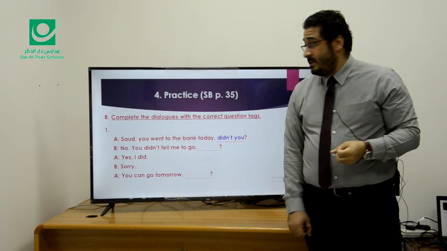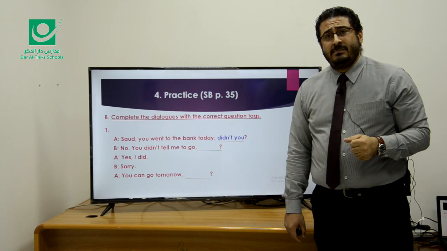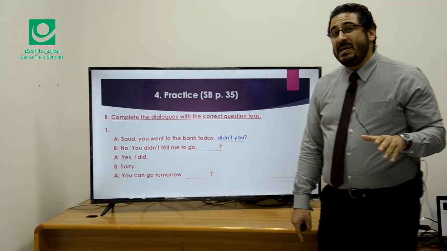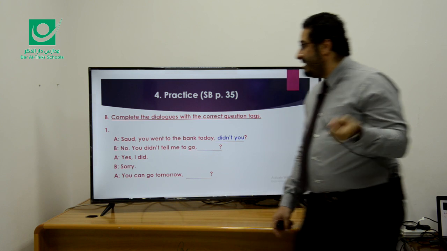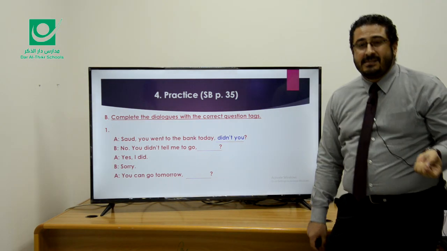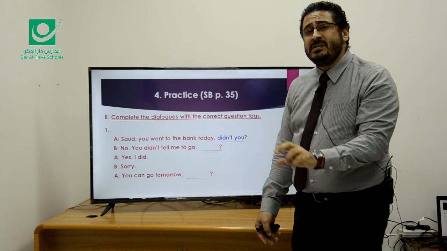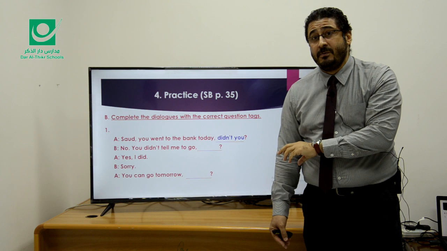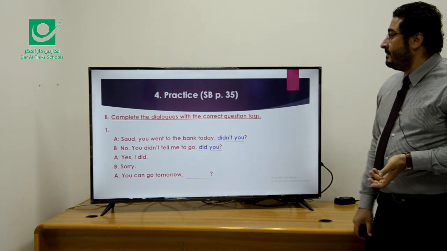Now, the second one. No, you didn't tell me to go. This one is a little bit easier than the first one because you already have the auxiliary verb. You didn't tell me to go. You didn't. So all you need to do is to change the negative form of the auxiliary verb into a positive form or affirmative form. So the question tag should be, did you?